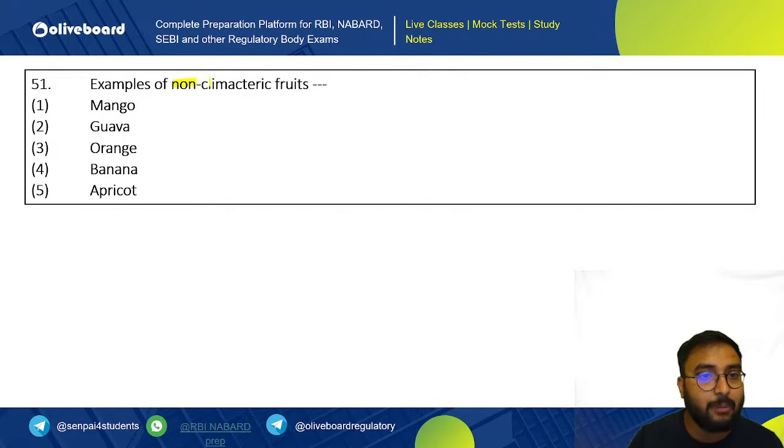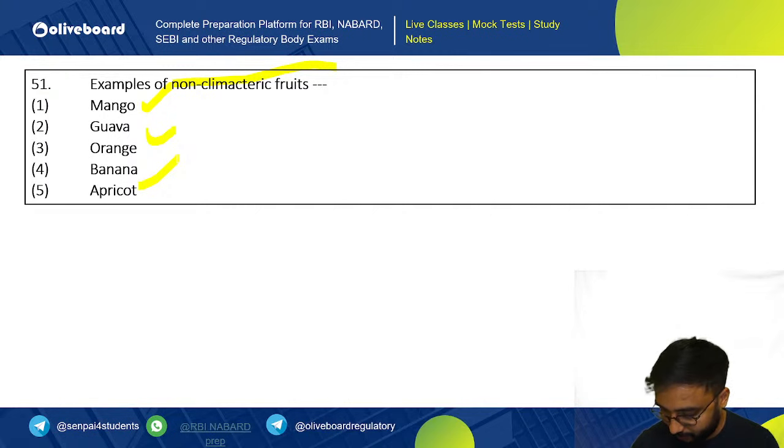Examples of non-climacteric fruits are what? Mango, guava, orange, banana, apricot. I'll just give 3 seconds to solve this question, okay? Only 3 seconds.